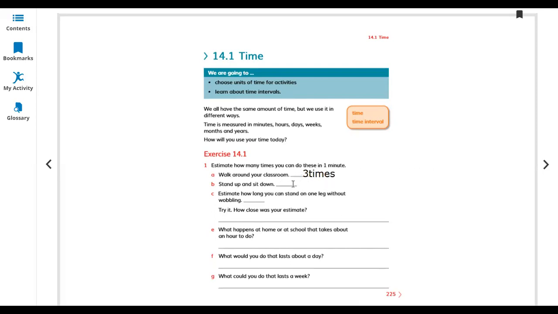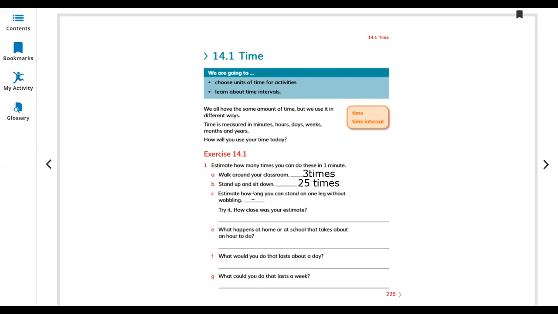Stand up and sit down in 1 minute, maybe 30 times or 20 times. It's according to you, whether you are doing it slowly or fast. So 25 times. You can also write 30 or 35 in 1 minute. How many times you can sit down and how many times you can stand up.